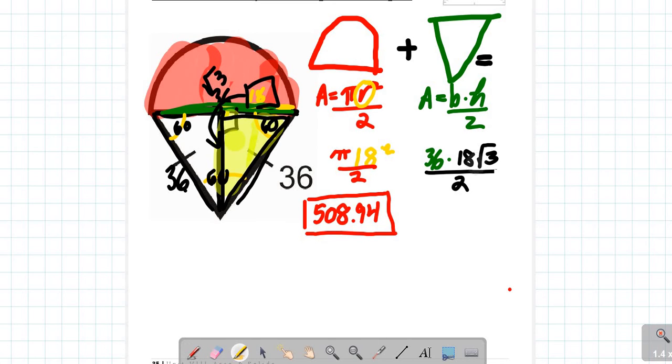Now, to do this on a calculator, you do root 3 on your calculator. Do this now. Square root of 3, hit the equal sign. It's 1.7 something or other. Times 18, times 36, divide by 2. You do your own math. Square root of 3, times 18.